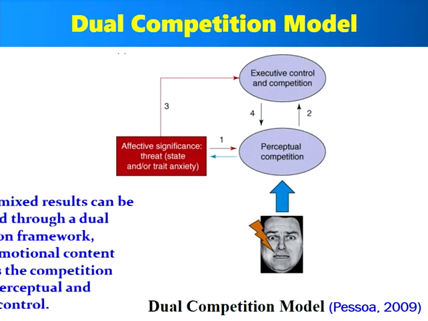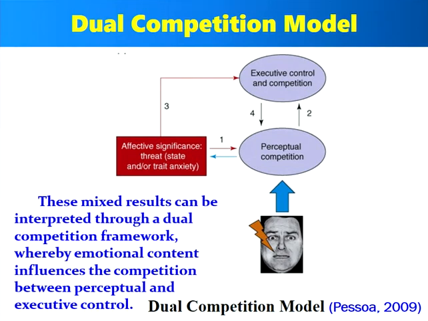The dual competition model was proposed by Pessoa in 2009. These mixed results can be interpreted through a dual competition framework, whereby emotional content influences the competition between perceptual and executive control.